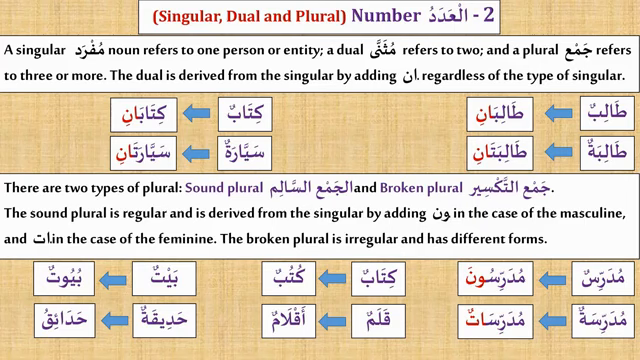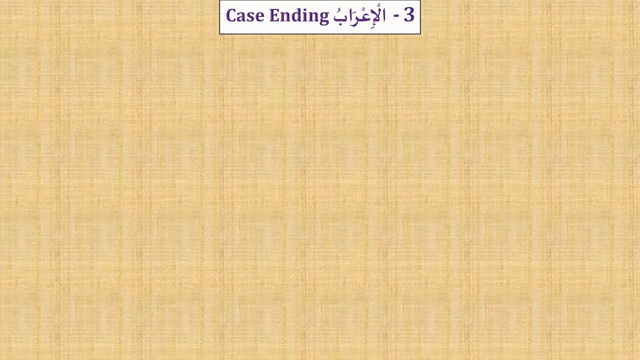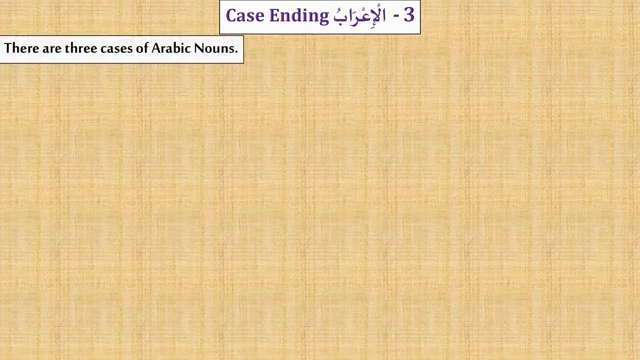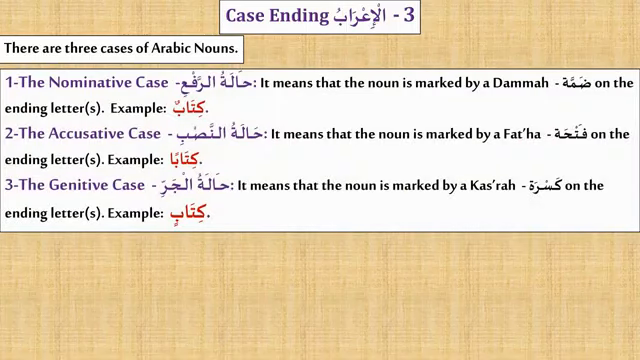Now let's go to the next quality of the noun. The third quality is al-i'rab, case ending. There are 3 cases of Arabic nouns. First, the nominative case, halatul raf. It means that the noun is marked by a dhamma on the ending letters. Example, kitabun. And this is called halatul raf, the nominative case.